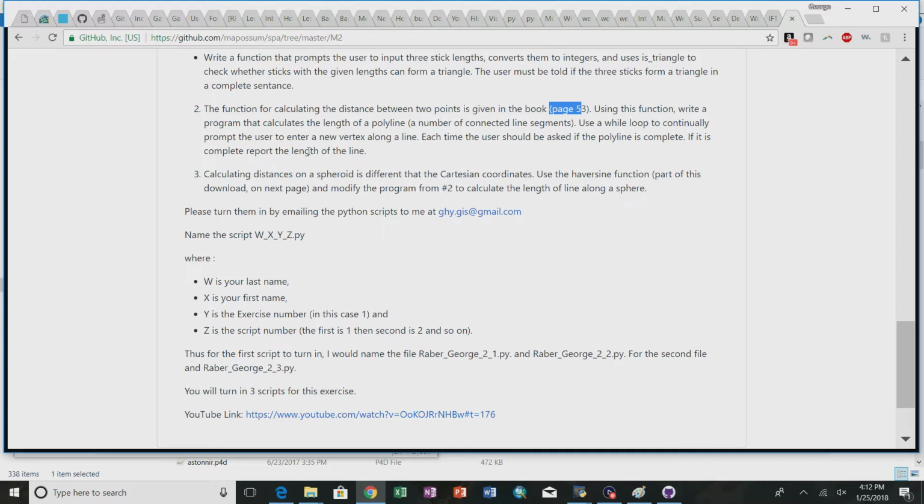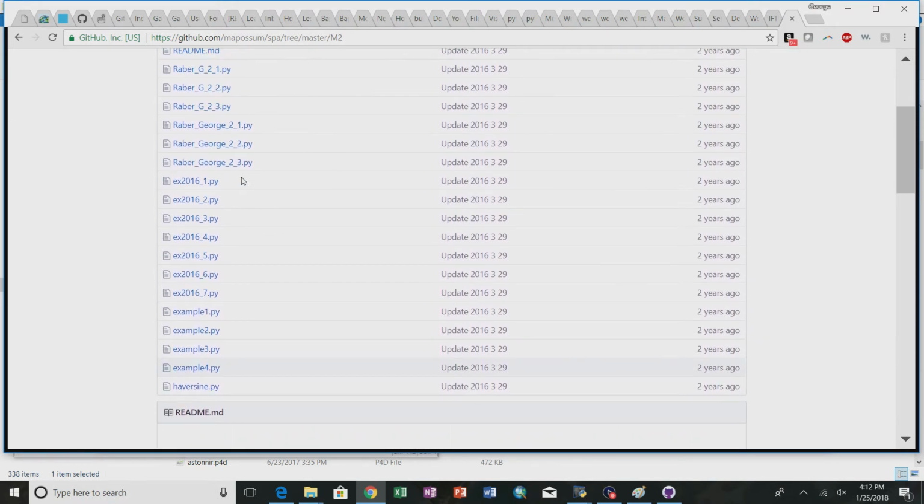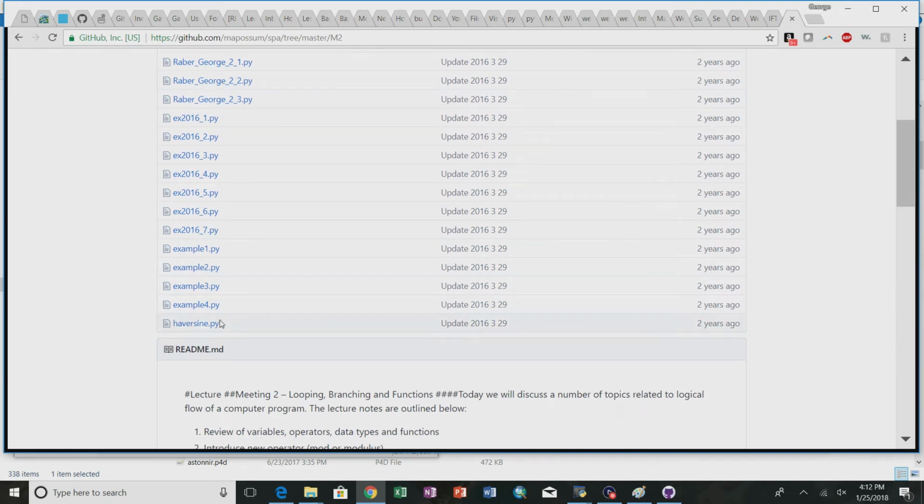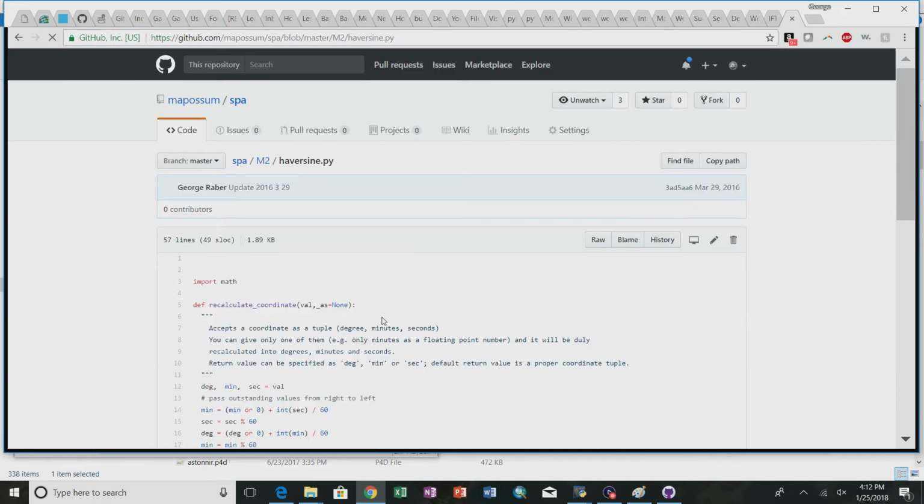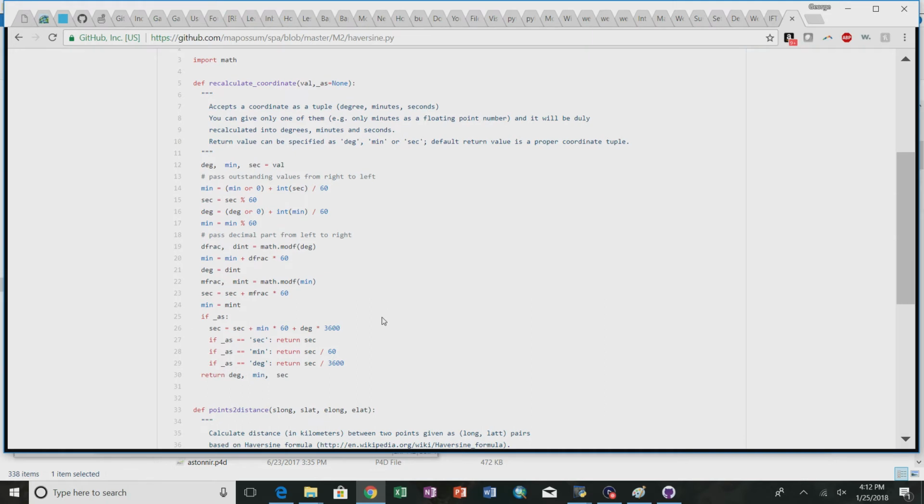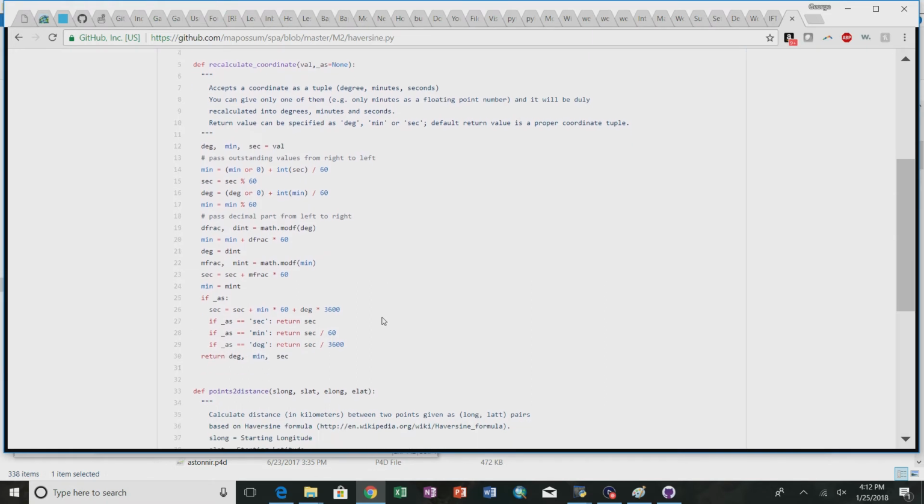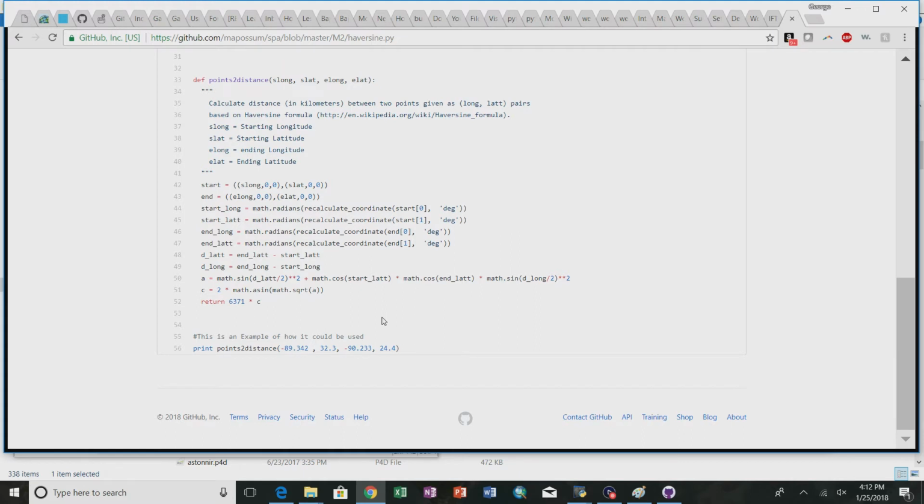My hand's not a sphere, but the distance from here to here on a sphere, you go like that rather than straight. So there's totally different math involved. In fact, it's a lot more complex math, but it's still just math, and you don't have to understand it all. But here is, right here, Haversine.py. This is the function. Now look, what you have to do is copy this whole thing into your code.